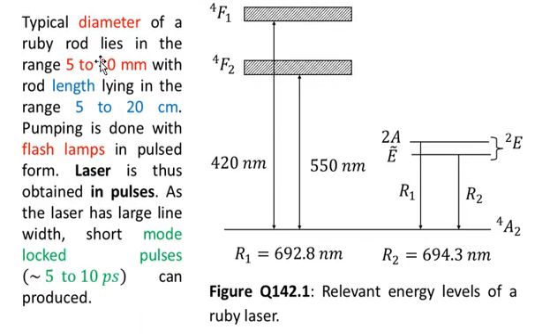Typical diameter of a ruby rod lies in the range from 5 to 10 millimeters, with the rod length lying in the range from 5 to 20 centimeters. Pumping is done with flash lamps in pulsed form, so laser is obtained in pulses. As the laser has a large line width, short mode-locked pulses of the order of 5 to 10 picoseconds can be produced. So you see that mode locking is also very easily obtainable in ruby lasers.